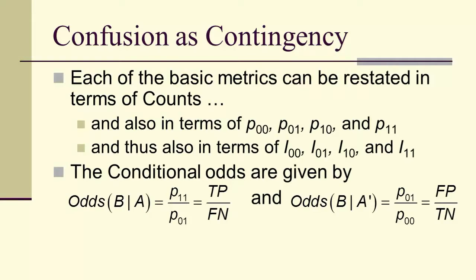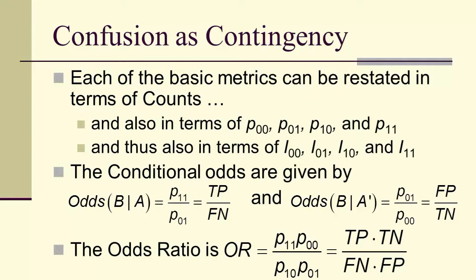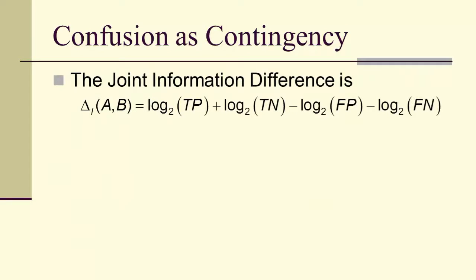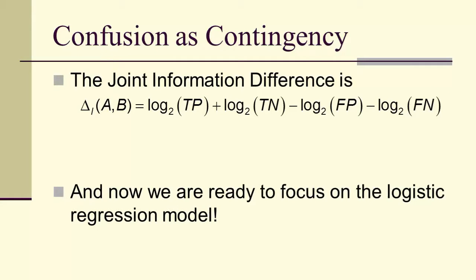So conditional odds are given by P11 over P01, which is true positive over false negative. And the odds of B given A prime is false positive over true negative. And therefore, the odds ratio is the true positives times the true negatives over the false negatives times the false positives. The joint information difference states this confusion matrix idea in terms of information in bits as shown here, or in nats if we use the natural logarithm. And so now we're ready to move on to logistic regression.